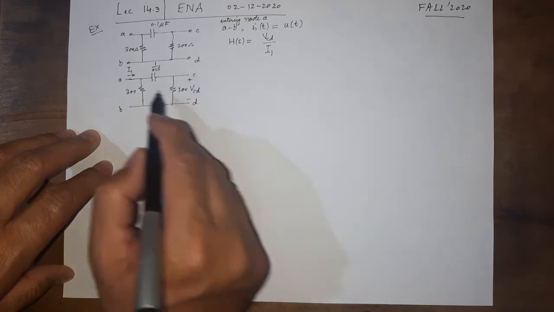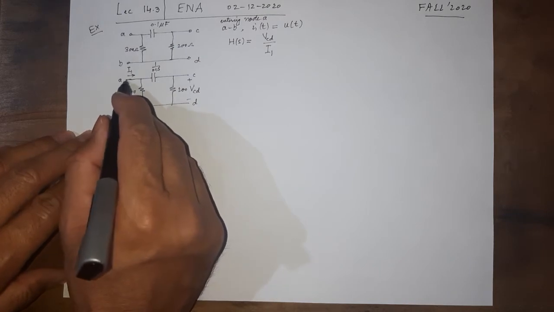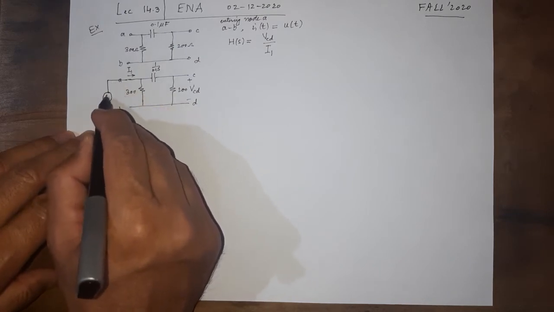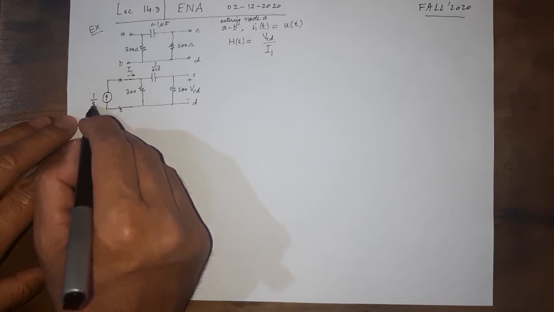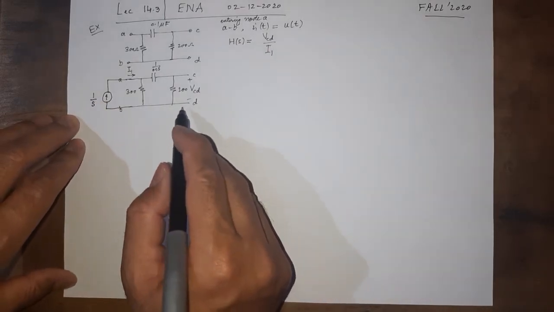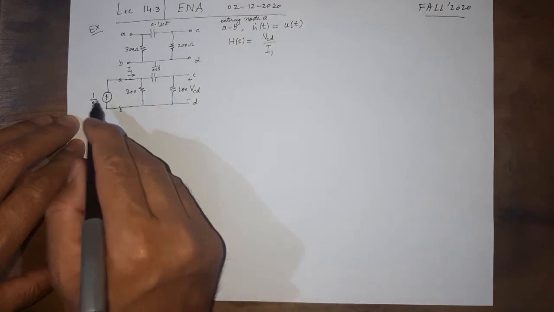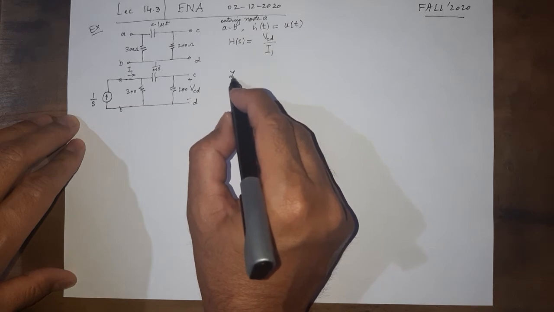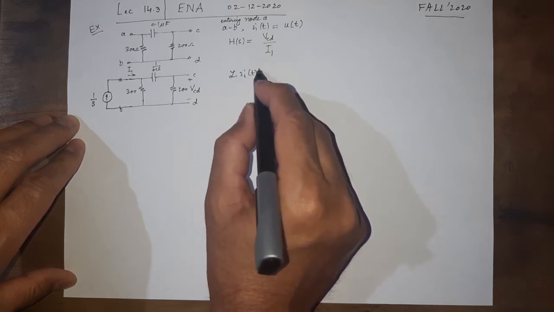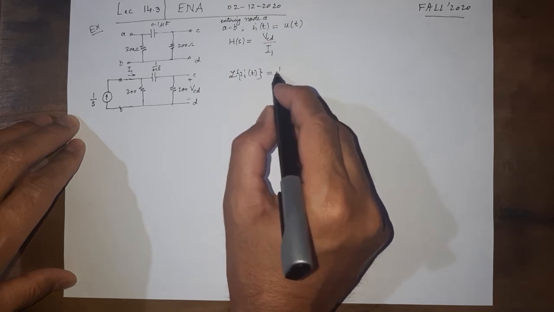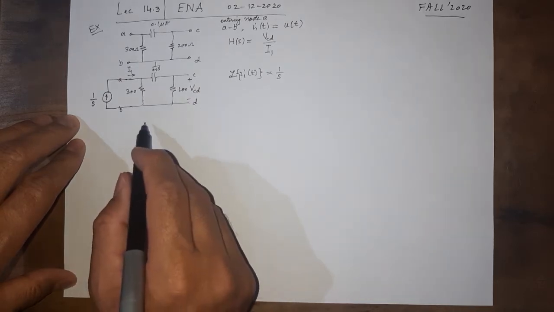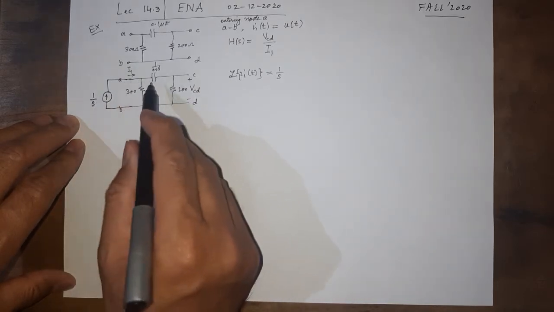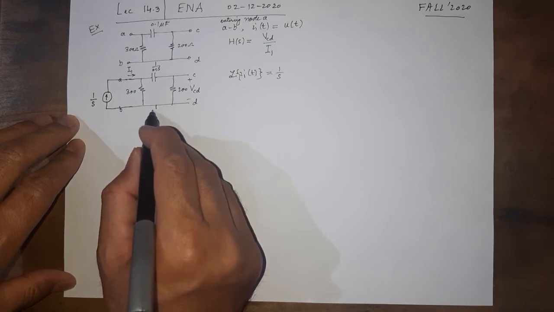This is open, nothing is connected here, and we know there is a current source connected here. We can actually draw it, and then we know that this I1 is actually u(t), and the Laplace transform of u(t) is 1 over s. So we know the Laplace transform of I1(t) is 1 over s, and we have to find this VCD for this particular I1. So let us try to solve this using the node voltage method.